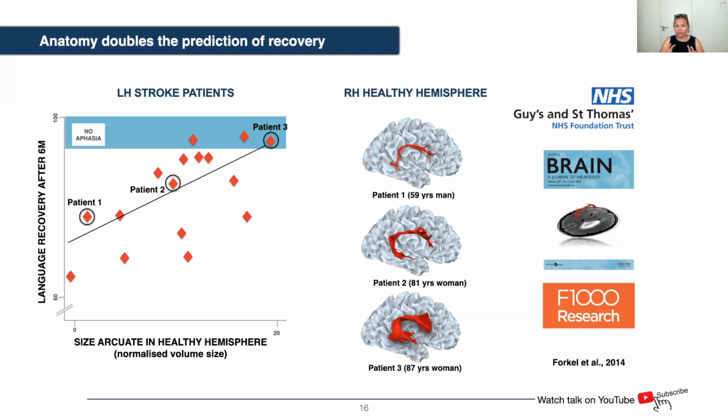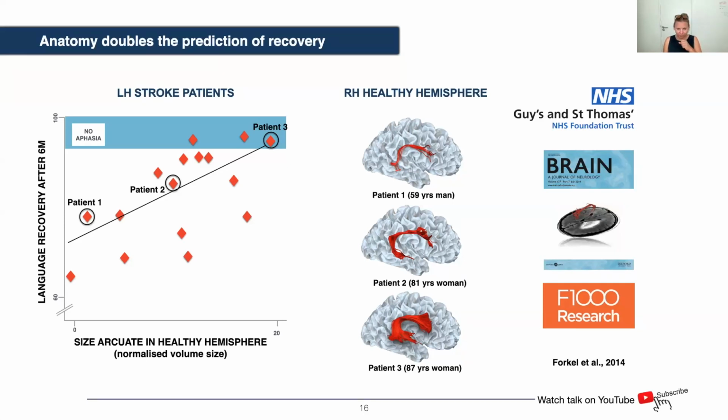Now, what's interesting about the study is that when we only look at clinical demographical data, we can explain about 30% of the variance in this population, but by adding the variability of the arcuate fasciculus, we can actually nearly double the prediction of recovery and explain about 60% of the variance in recovery.